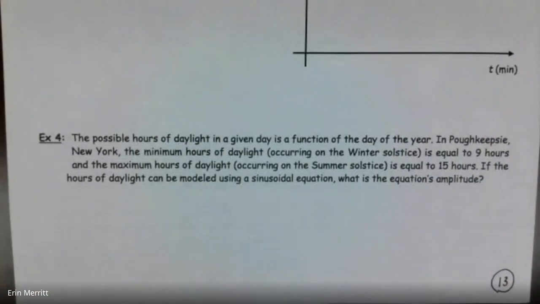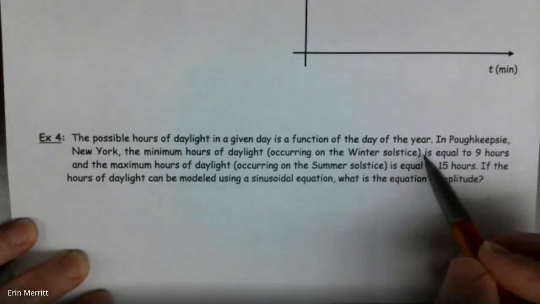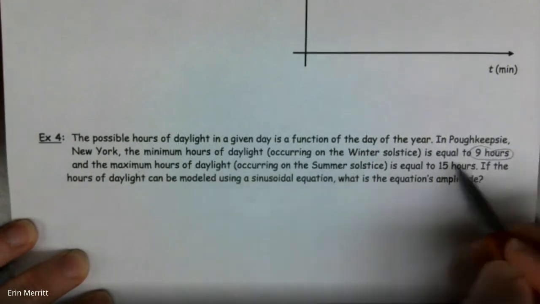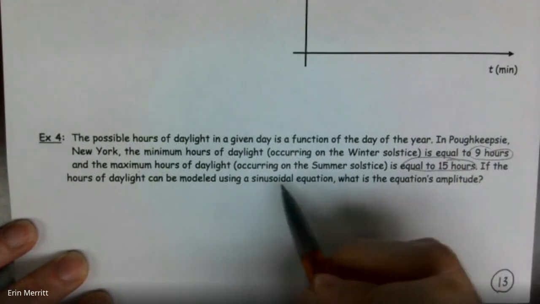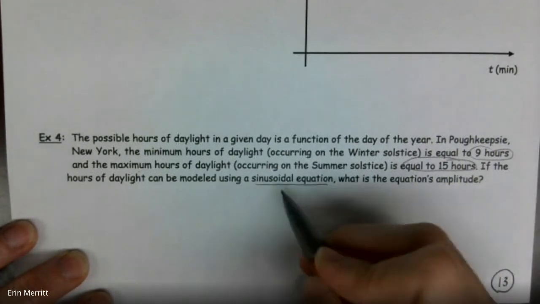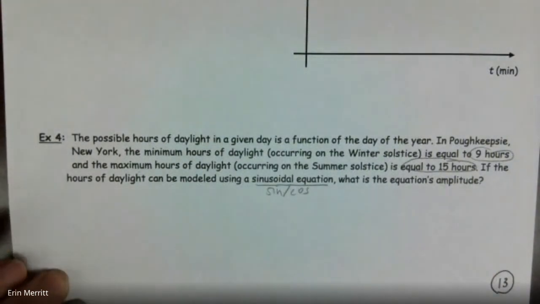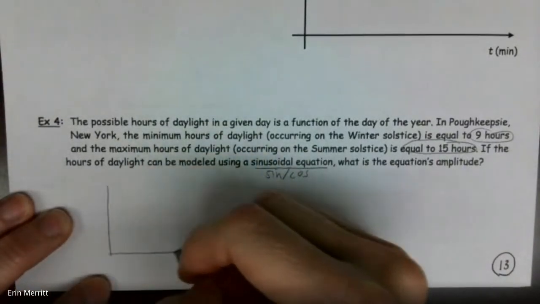it's saying the possible hours of daylight in a given day is a function of the day of the year. So we know it's lighter later in the summer, darker in the winter. So in Poughkeepsie, New York, the minimum hours of daylight, occurring on the winter solstice, is 9 hours. The maximum hours of daylight, on the summer solstice, is equal to 15 hours. If the hours of daylight can be modeled using a sinusoidal equation, so that means sine or cosine, what's the equation's amplitude?